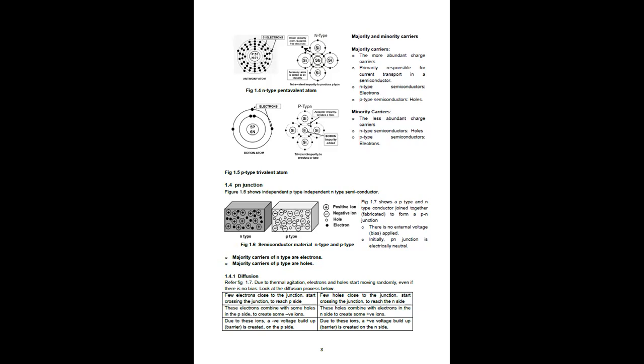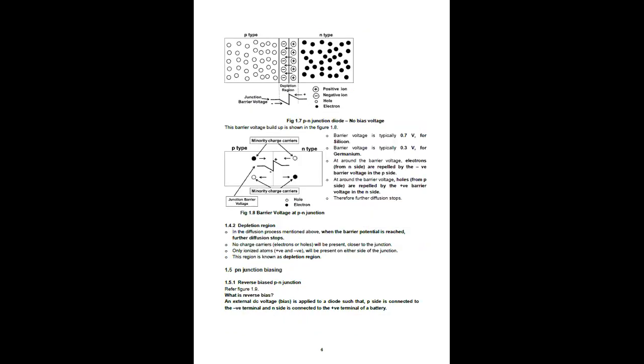So this is called a barrier voltage. Similarly, on the p side, we will also have a barrier voltage. So this is a barrier, because electrons have crossed this junction and moved towards the p side, while the holes crossed this junction and moved towards the n side. So this is a depletion region.